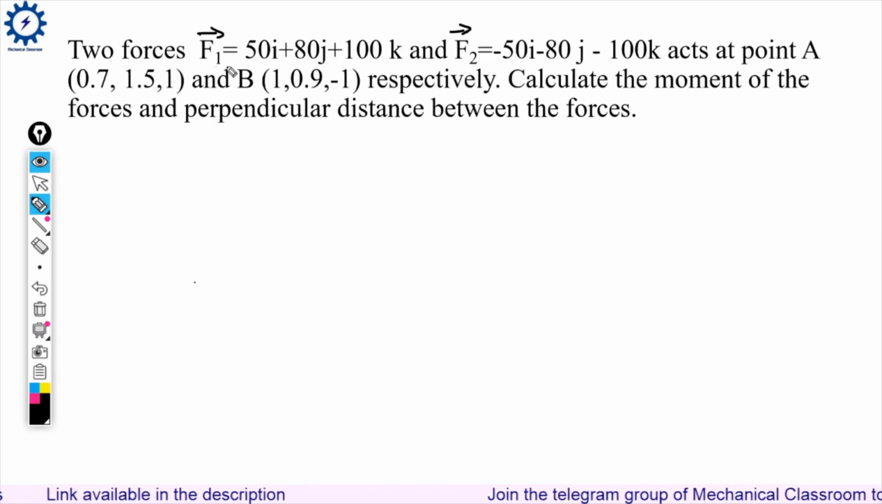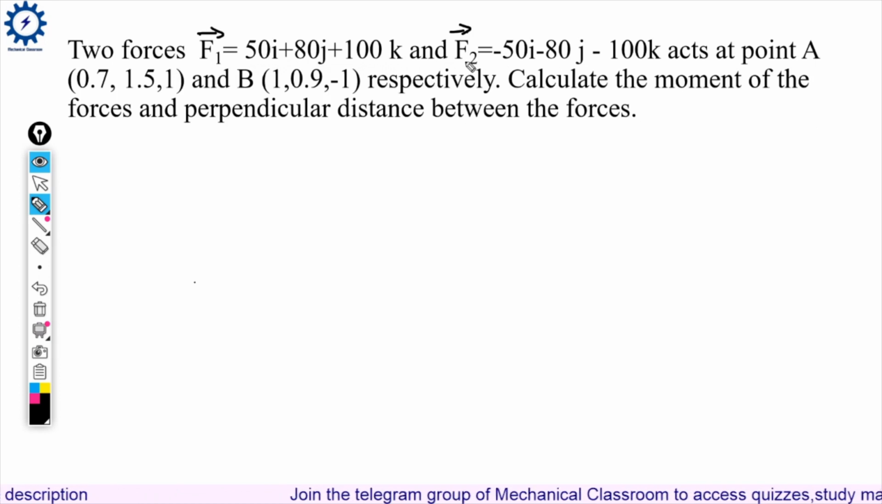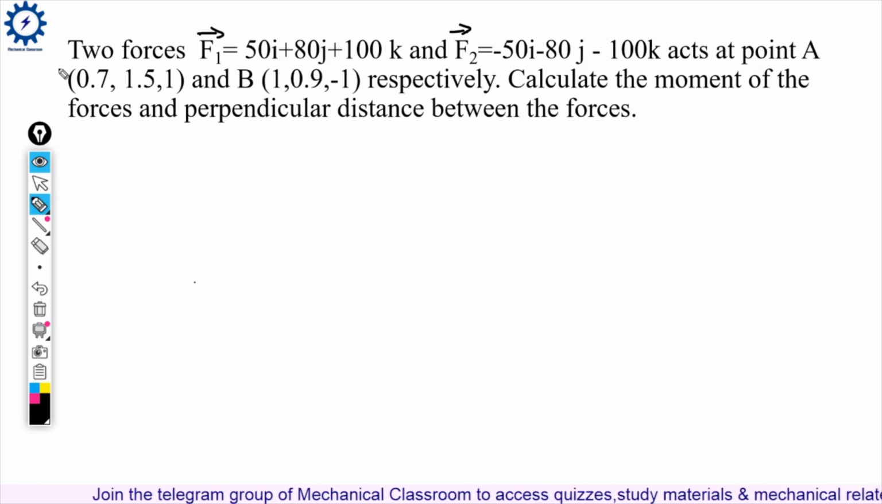Now, let's do one more problem. Two forces F1 bar equal to 50i plus 80j plus 100k and force F2 bar equal to minus 50i minus 80j minus 100k act at points A (0.7, 1.5, 1) and B (1, 0.9, minus 1) respectively. Calculate the moment of the forces and the perpendicular distance between the forces. So, this is a vector problem.